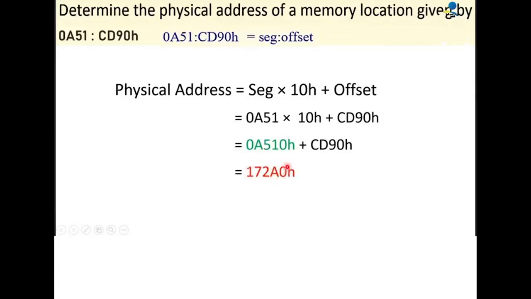So see, this totally 5 hexadecimal values are there. 5 into 4, 20 bits. Right? So this is a method to calculate physical address, 20-bit physical address.